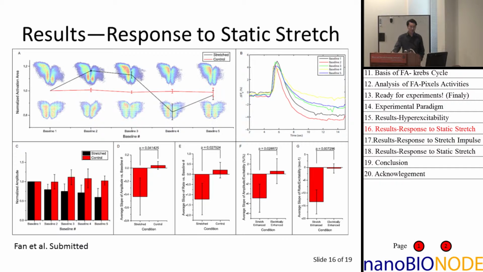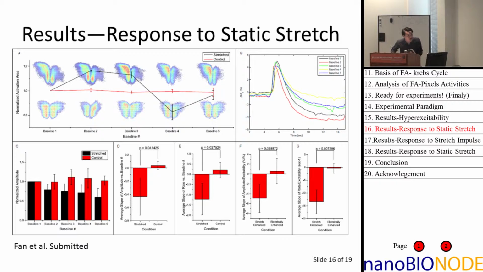Other than that, we can also get the rates of activation by measuring the slope here. And so this is what we're trying to show here in D and E. One is the average amplitude of all these cases, and the slope of it versus the baseline number. And in the control case, apparently the flavoprotein FA response isn't as strong as you would see in control. And I will come back to that, trying to explain why this is happening.